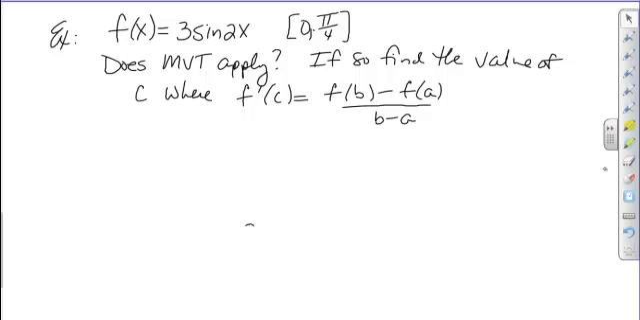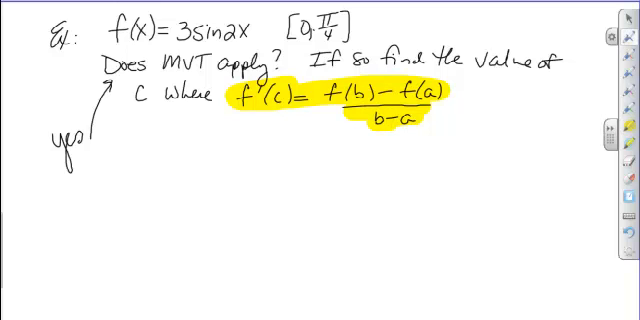Okay, the second question that we're going to take a look at involves the mean value theorem. For this function, 3 times the sine of 2x on the interval from 0 to pi over 4, the first thing we have to do is decide if the theorem applies. And it does, because a sine function is continuous and differentiable everywhere. So it's definitely going to be continuous and differentiable on the interval from 0 to pi over 4. So since that's the case, our next job is to find the value of c that satisfies this equation.